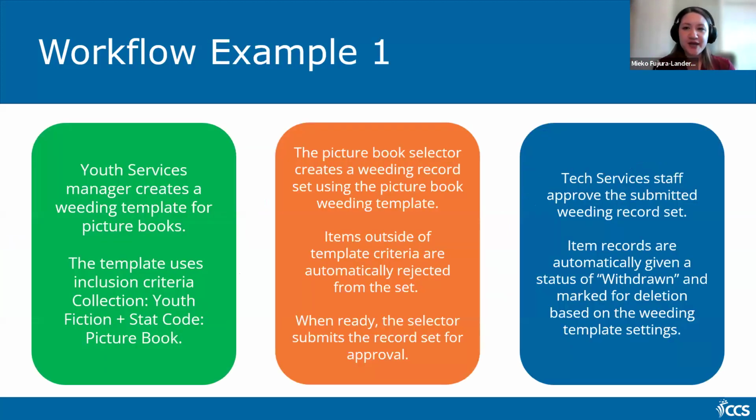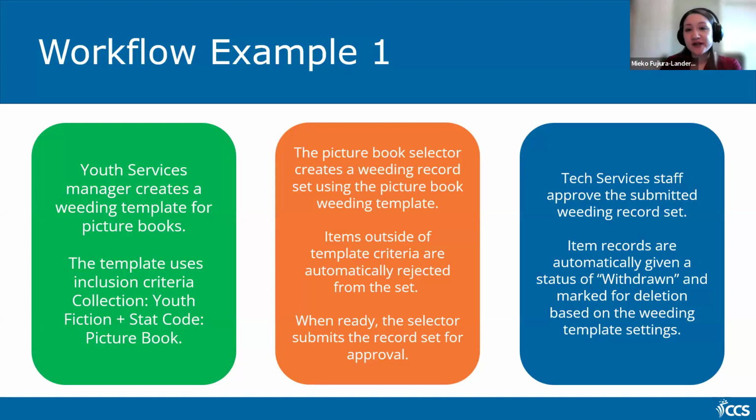So I do want to frame this within a couple workflow examples. So here's the first one. Let's say in this first one, the library is training a new selector, and they're using the full range of weeding workflow functionality. So here, the Youth Services Manager or a Tech Services Staff Manager create the weeding template for picture books. So this template criteria says only items assigned to the youth fiction collection with a stat code of picture book can be added to the weeding record set. It will reject all other types of items.